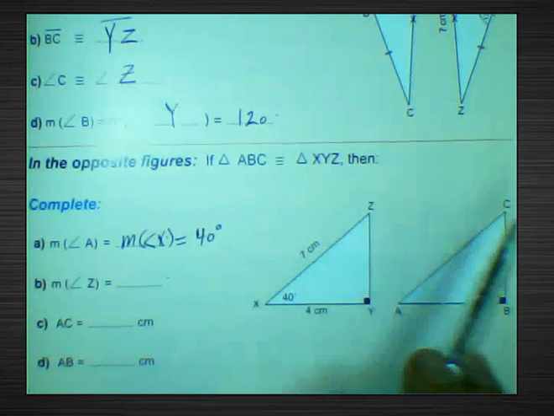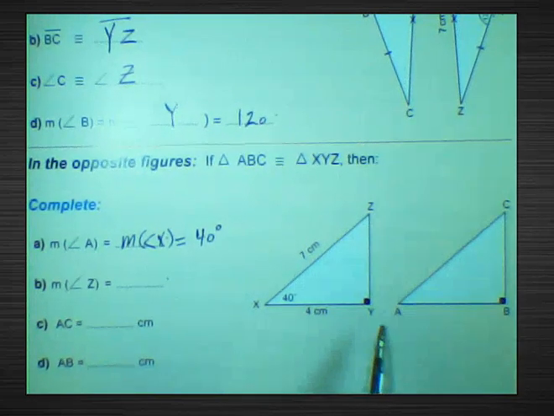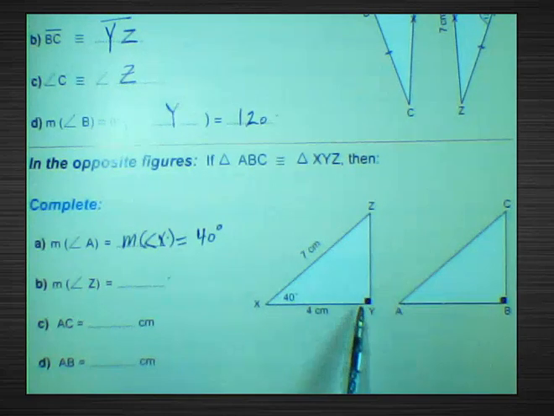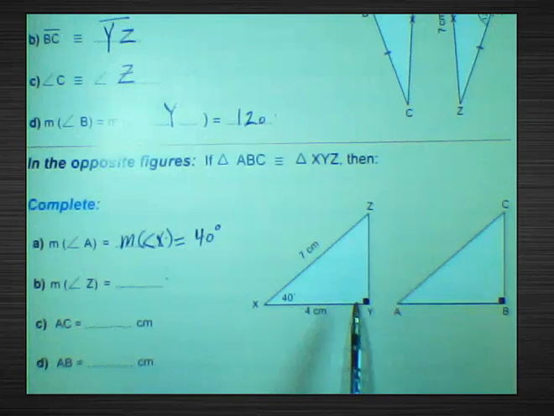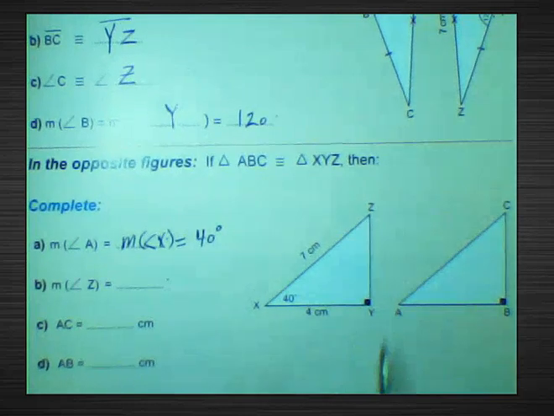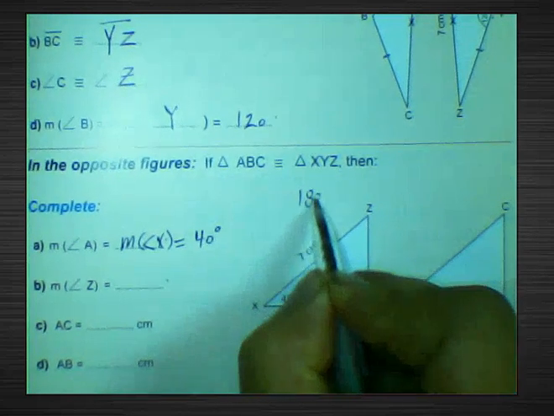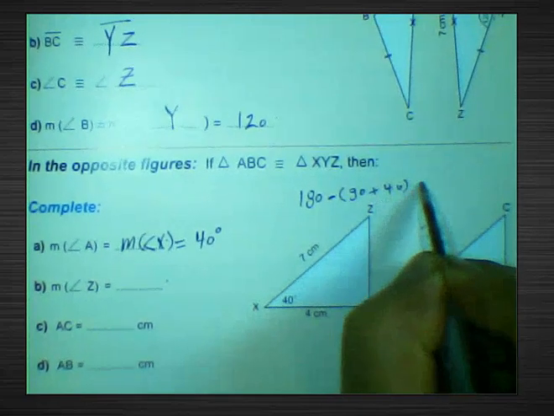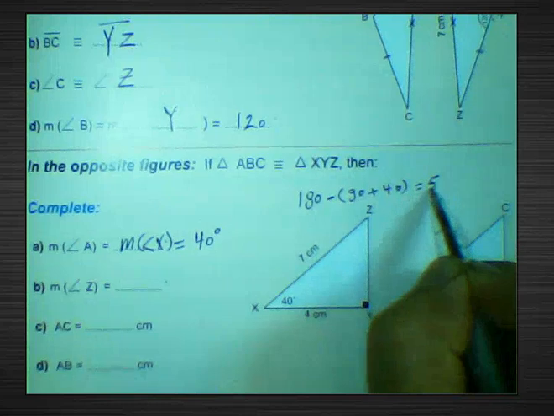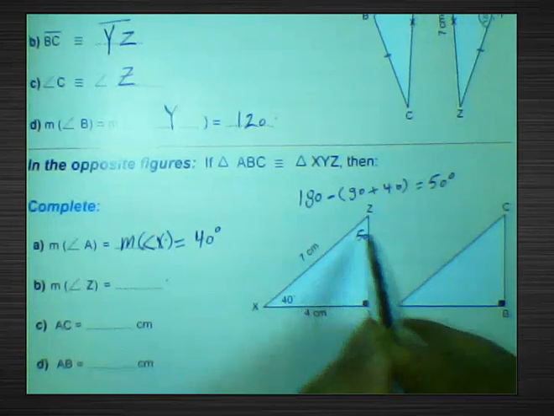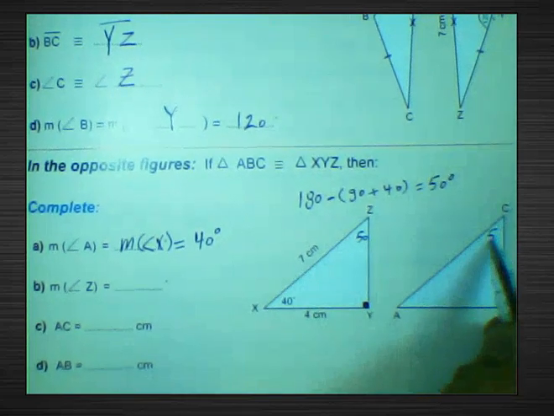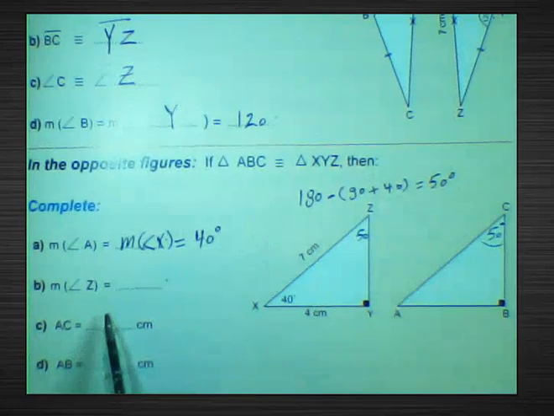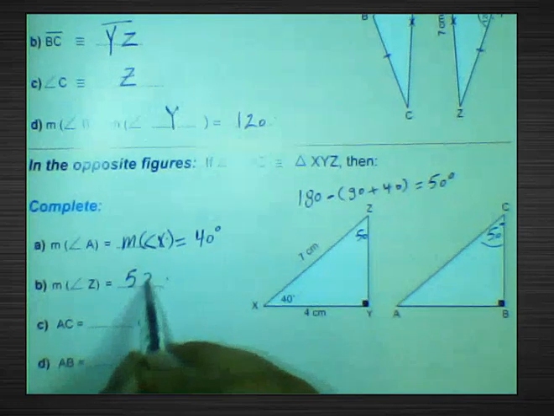Who can find the measure of angle Z? We can find the result by adding 40 to 90 degrees and then subtracting from 180 degrees. 180 subtract 90 plus 40. The result will be 50 degrees. So the measure of angle C equals 50 degrees, so the measure of angle Z equals 50 degrees.